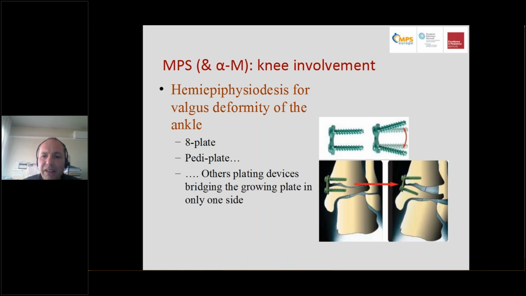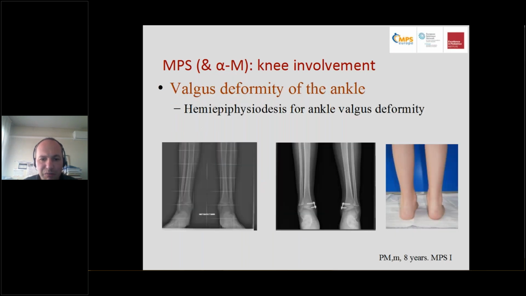Also, the ankle has a valgus deformity, and in the same way we act for the femur, for the knee, we can act for the ankle, just bridging the growing cartilage of the ankle on one side, obtaining a progressive correction, like I did in this patient with a good clinical and radiological result.